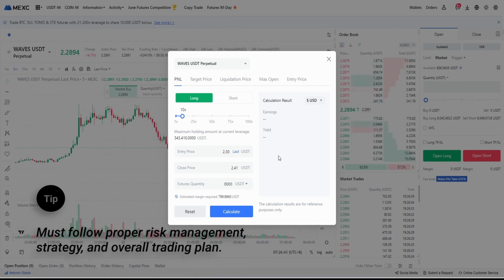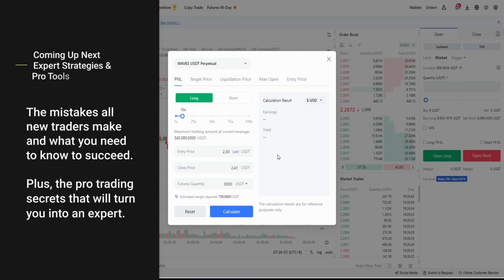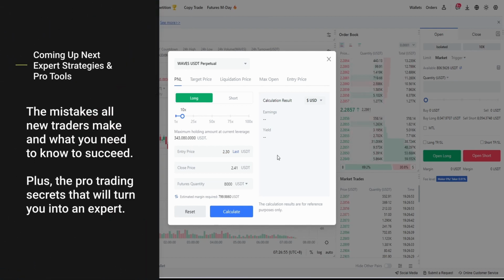So remember, before you enter a trade, it's extremely important that you have a proper risk management plan, a strategy, and an overall trading plan, which we'll cover in more detail at the end of the video. So I'll give you a quick summary so you know exactly how to get started when it comes to trading.